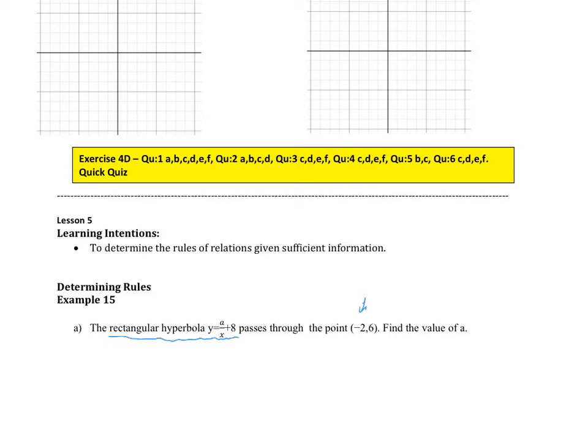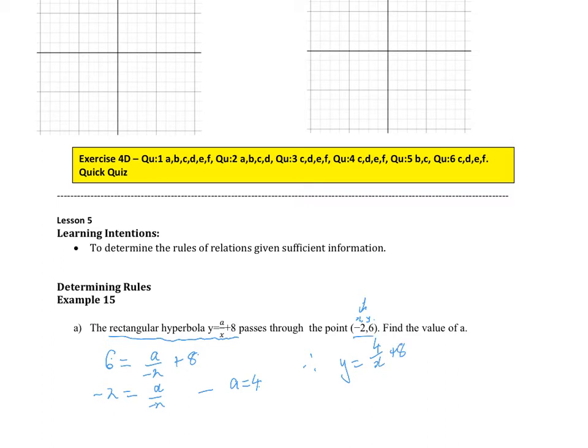So in this case, we know that the equation goes through the point (-2, 6). So don't forget that's the x, that's the y. So if we substitute that point in, 6 is going to be equal to a over x, which is -2, plus 8. So transpose the fraction, let's take our 8 across. -2 is equal to 8 over -2 multiplied by -2. That implies then that a will equal 4. So then the equation is actually y equals 4 on x plus 8.